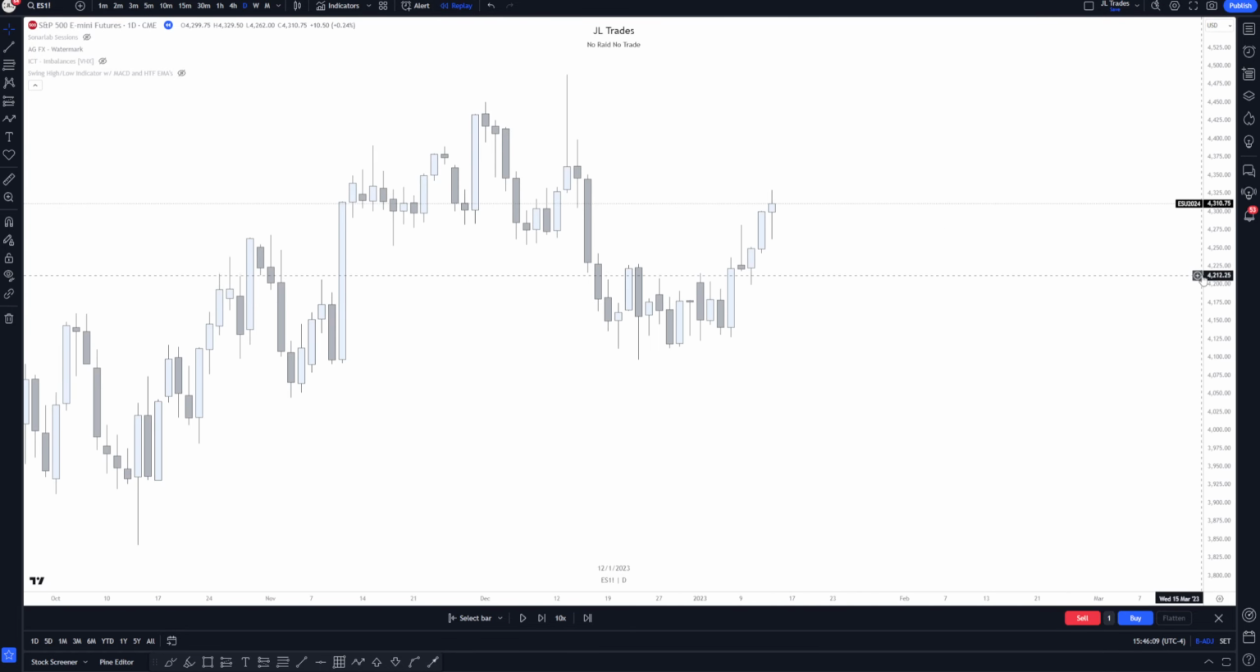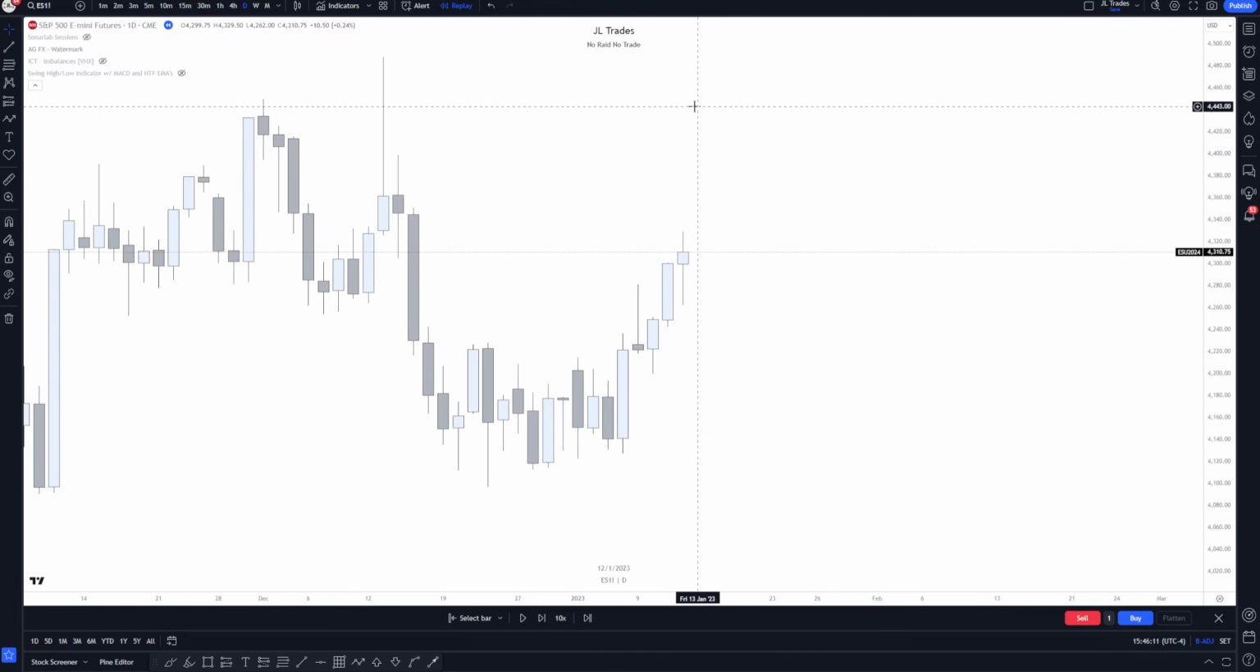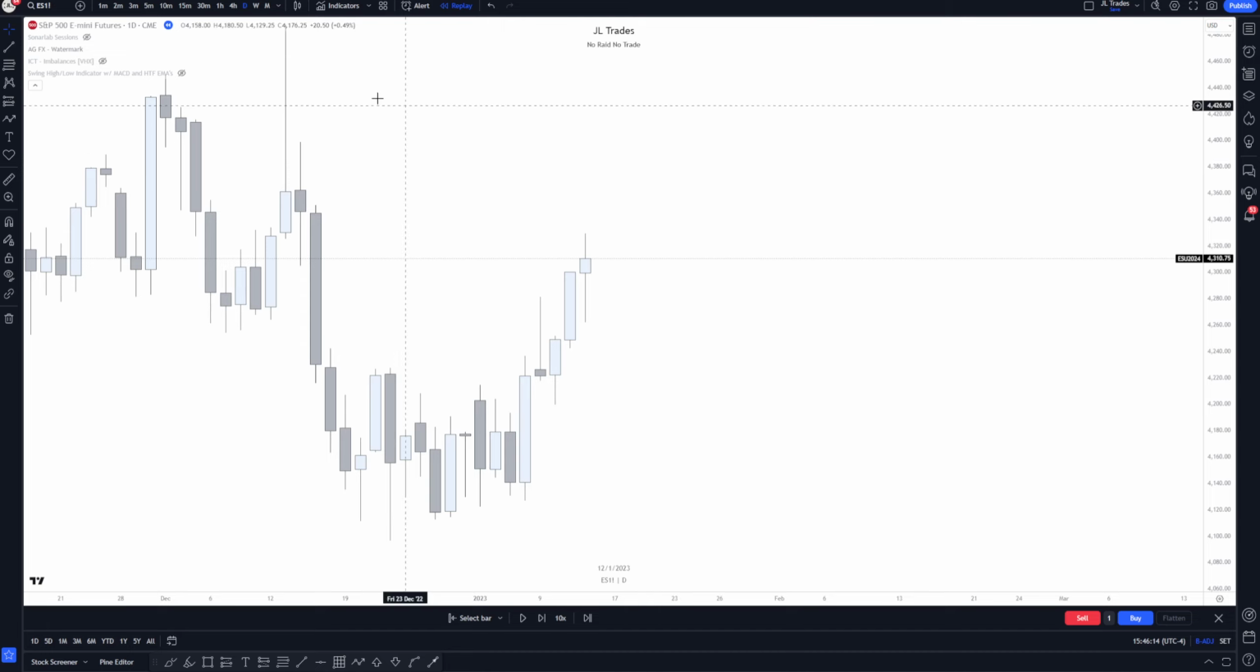Cool. So let's try to use this model, option 2, here. So what do we get? So we're not looking at internal range liquidity or external range liquidity.